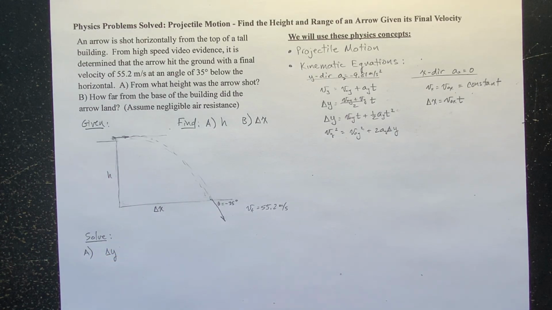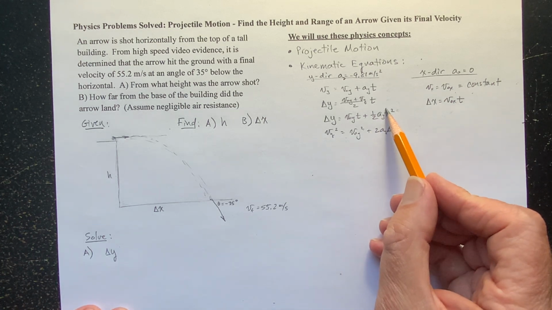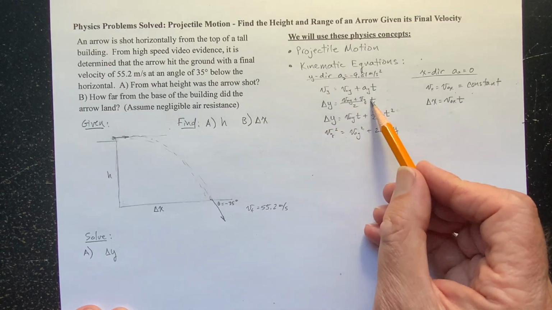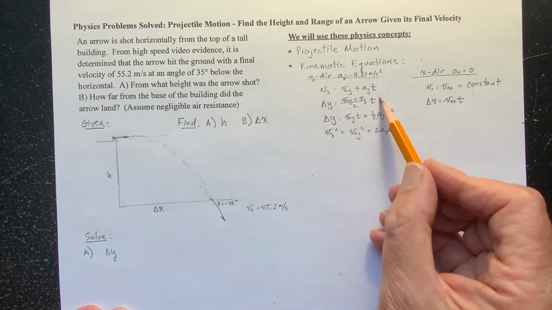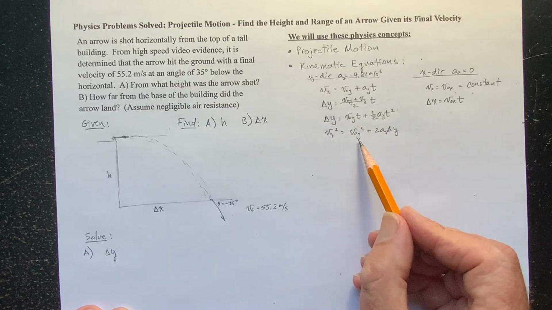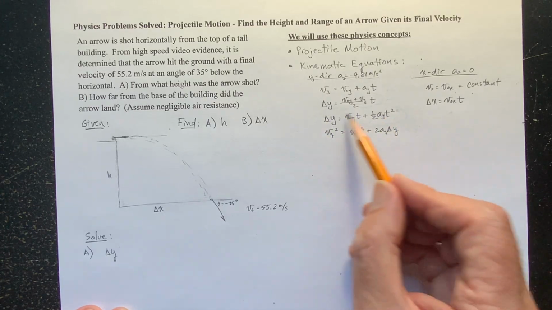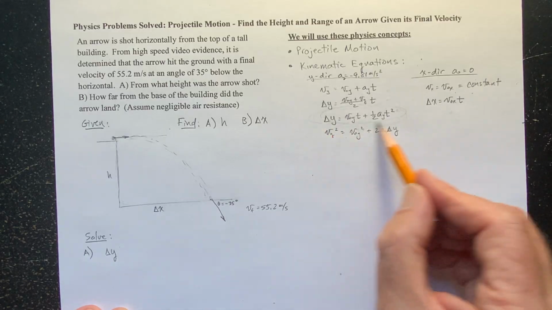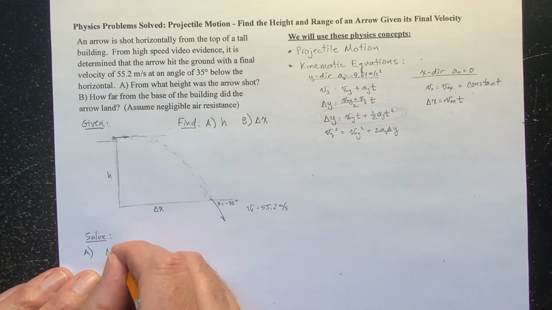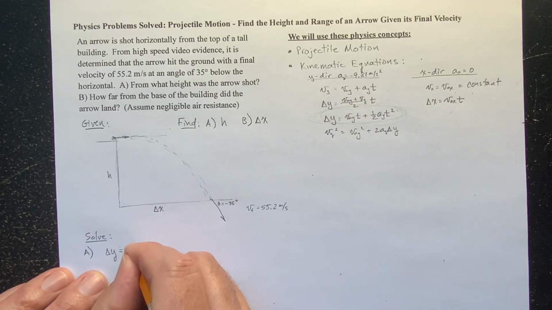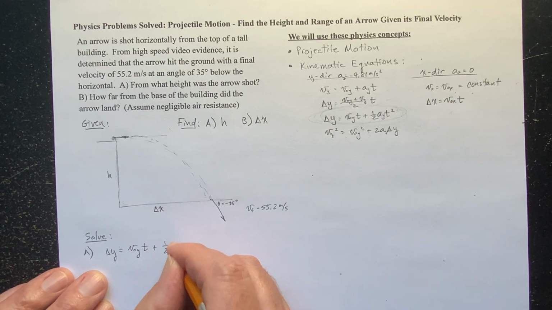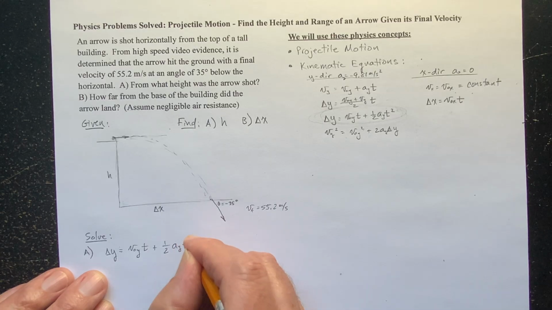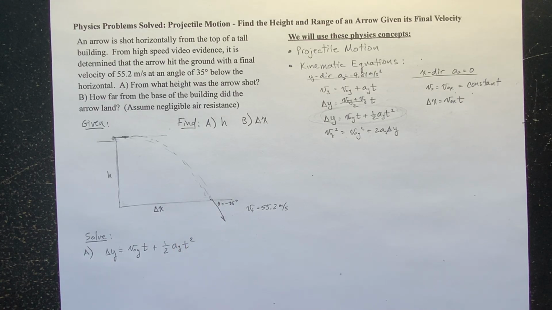Now, usually when we're solving for delta y, we're usually going to use this equation here. Not always, not always. Sometimes we use this one. Rarely do we ever use this equation to find delta y, but sometimes. But this one, once in a while, but this is your workhorse for projectile motion problems right here. So I'm going to say, well, delta y is equal to the initial velocity in the y direction times time, plus 1/2 the acceleration in the y direction times time squared.